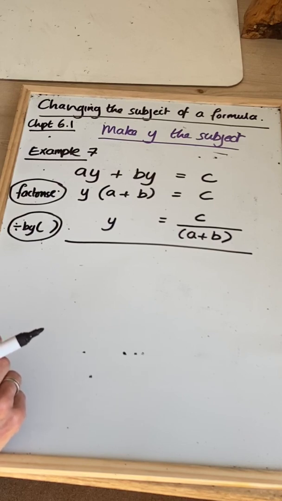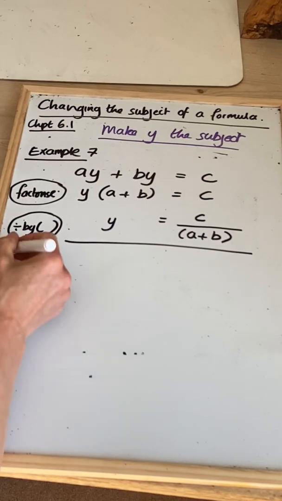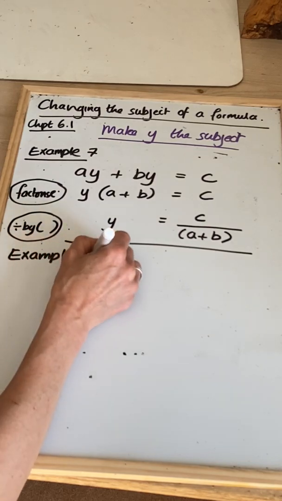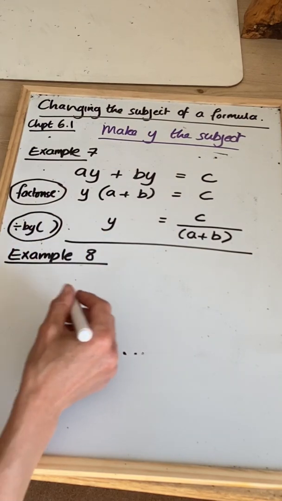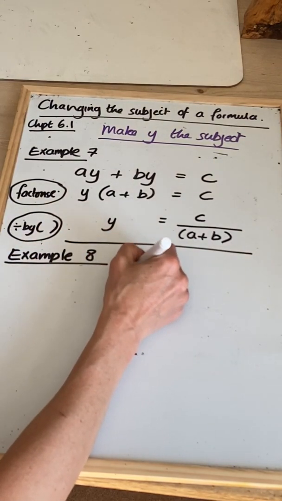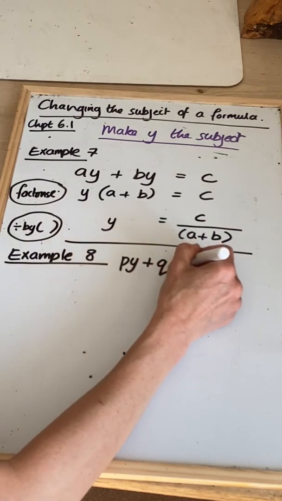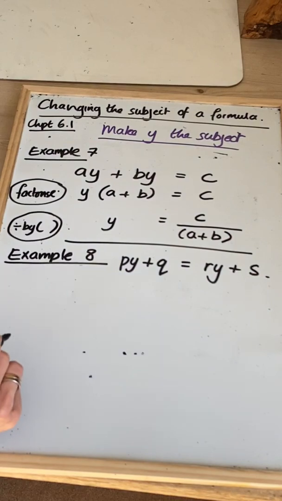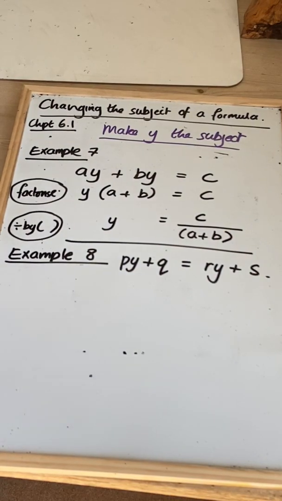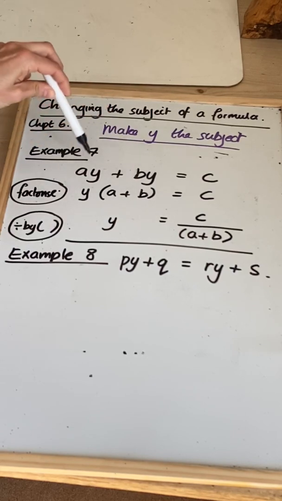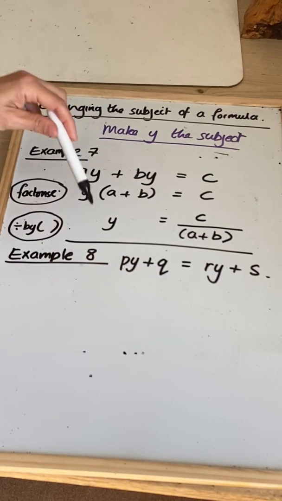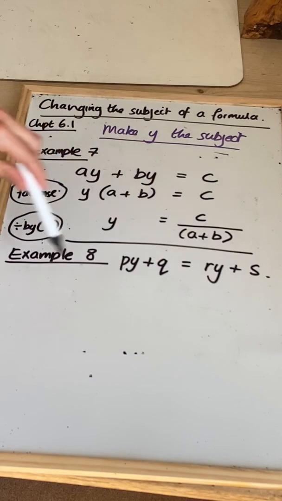Now, these can sometimes be a little bit harder. Same idea, but it just requires a bit of an extra step. So example 8, I've got py plus q equals ry plus s. So my issue here is similar to the one that I had up here, in that my y is in more than one place in my formula, but this time it's on different sides of the equal sign.